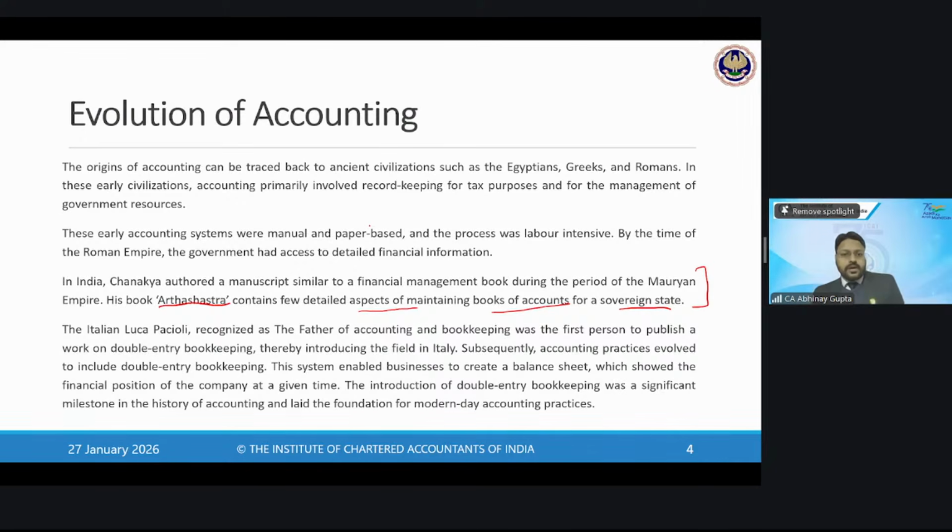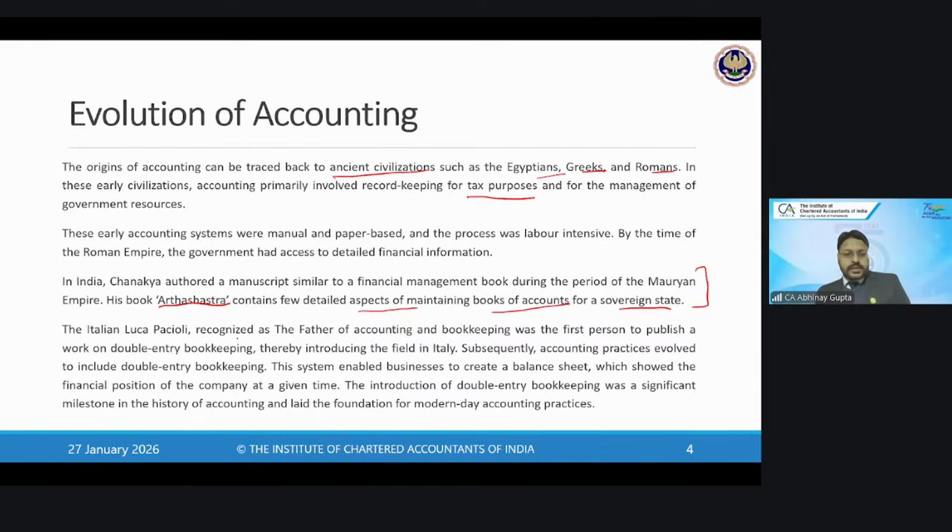Apart from India, accounting has been traced back to some ancient civilizations like Egypt, Greeks, Romans, right? So all these civilizations also were doing some sort of account keeping or bookkeeping, right? For tax purposes, that is for collecting and paying the taxes to the respective emperors, or for management of government resources. At that time, there was no government as such, as we understand in today's concept of government. But at that time, there were always rulers, right?